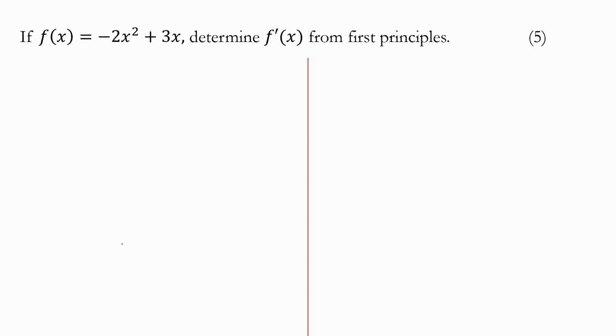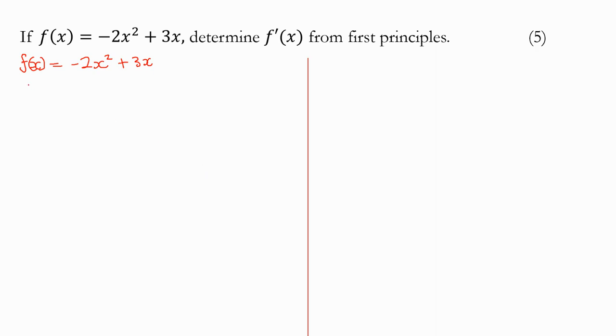So if you happen to forget the formula, you go to the formula sheet and extract the formula from there. Right. So our formula is like this. Let me just write the function first. So f of x is equal to negative 2x squared plus 3x. And then we want to derive this function using the first principles.